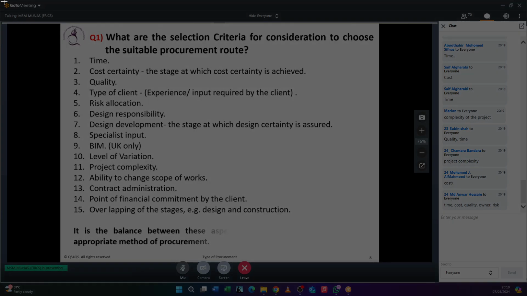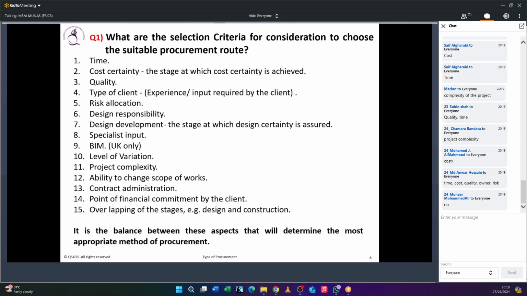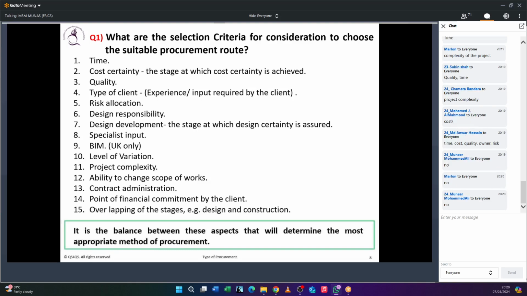Sometimes the client says, I want to cover all these 15 in one procurement. Is that possible? All should be covered in one? I think it's going to be hard. Let's say you want high quality and less cost. Is it possible? No, right? Quality will determine the price. If you want high quality, you have to accept high cost. Are you okay to go for a high cost? If not, then you have to go for low quality. Either you compromise with the cost or the quality.